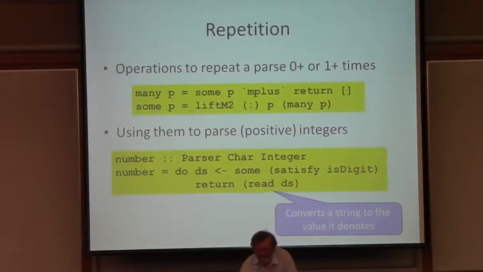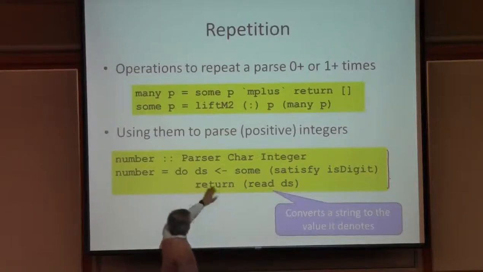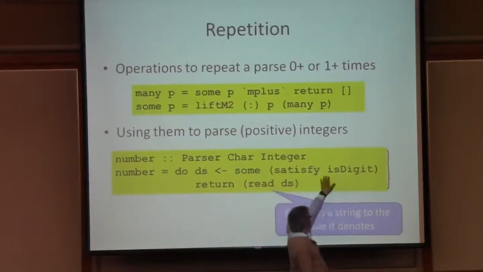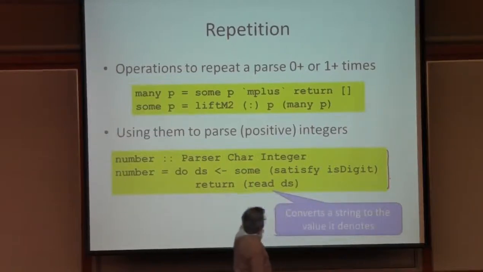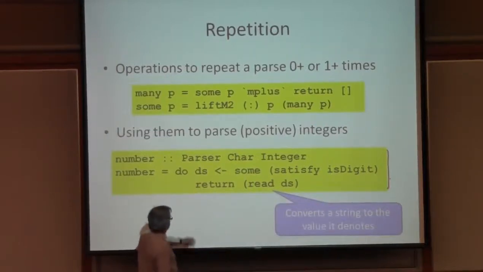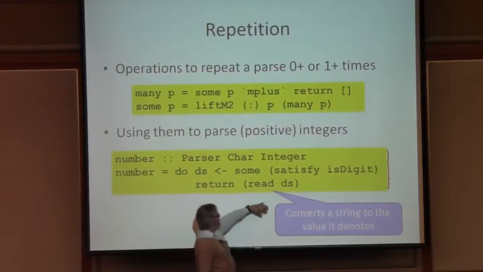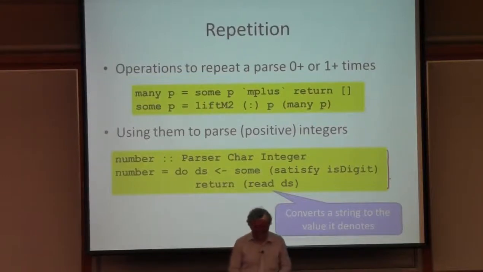And now here is my first actual parser. This parses a positive integer by saying, let's parse one or more characters that satisfy the isDigit predicate. So one or more digits. And then I'll return not the list of digits, but I'll return the integer that those represent. And read is a Haskell library function that can convert a list of digits to a number.